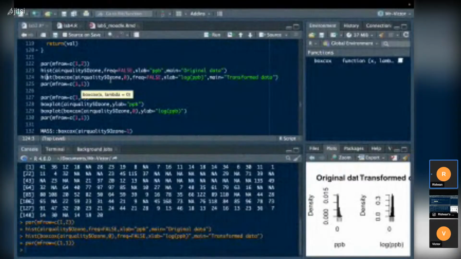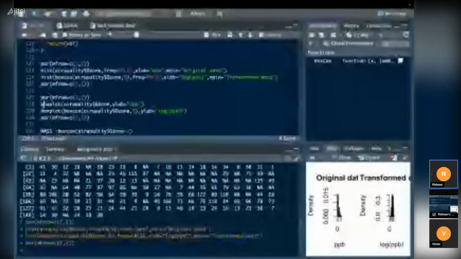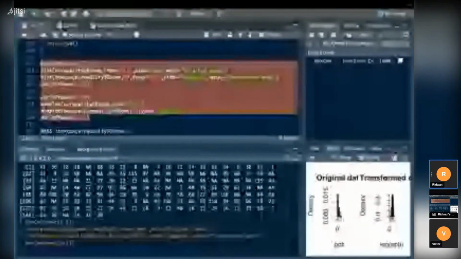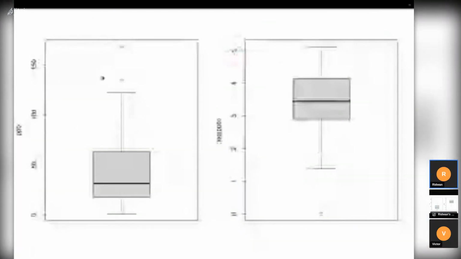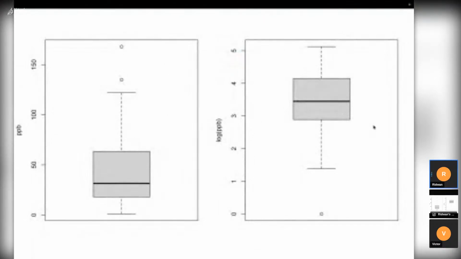Just like this one, the only difference here is that we're using a box plot. We are not using a histogram. You can see this one now. Here we're using a box plot, not a histogram. The former one we used a histogram. This one we're using a box plot. It's just to show you the difference between the two. This is the normal data, and this is the one with the Box Cox transformation. I don't know if you get it. Yes.